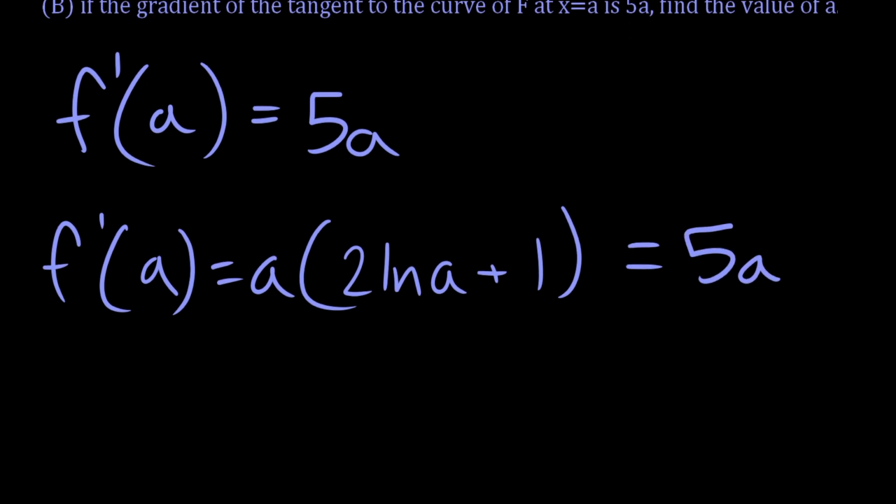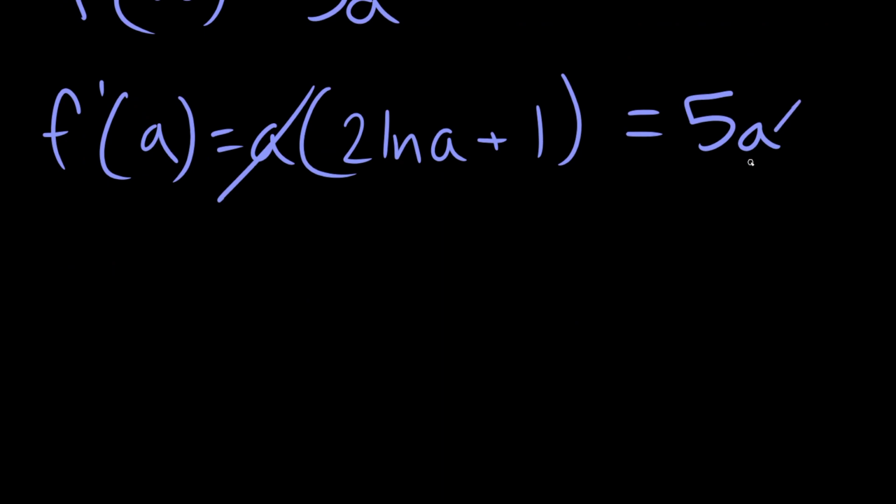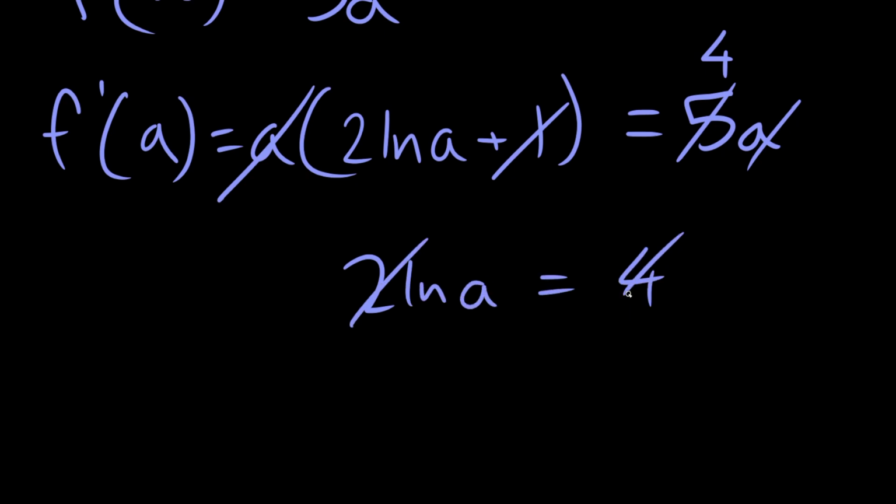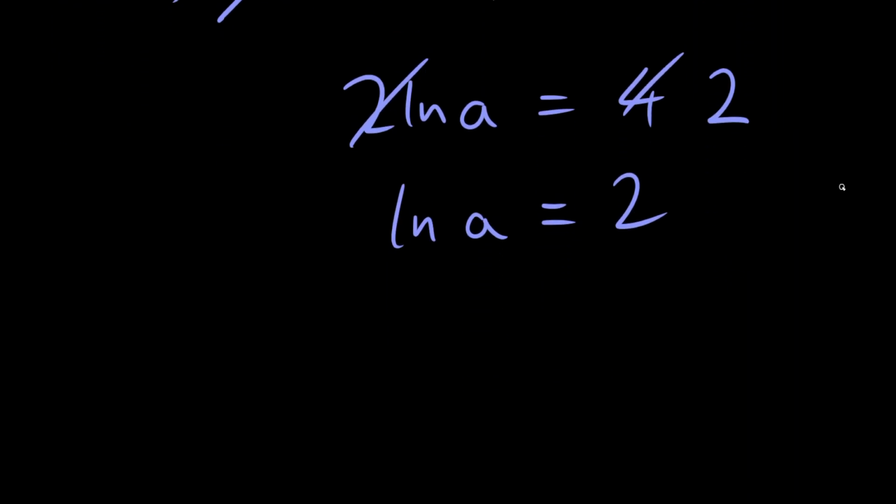And now we can begin solving. So let's divide both sides by a. Let's subtract 1 from both sides. So we'll get 2 ln a is equal to 4. Divide both sides by 2. So now we have a logarithmic expression. This just means e to the power of some number would give you a. So e to the power of 2 would give you a. So a is e squared.